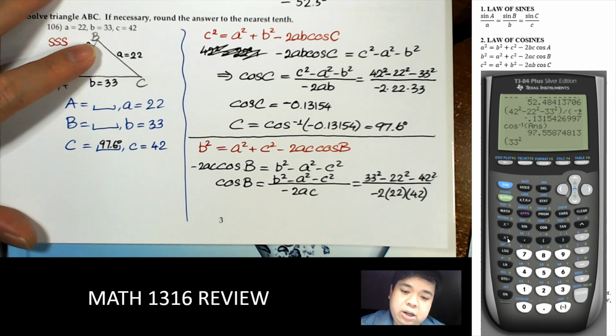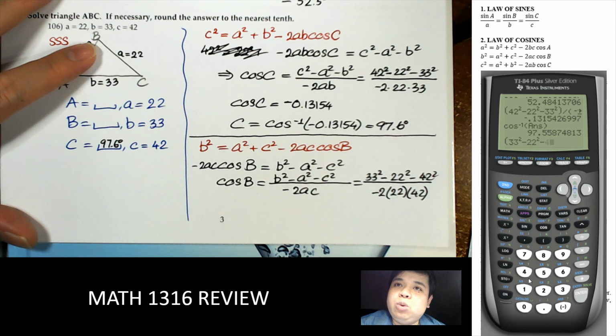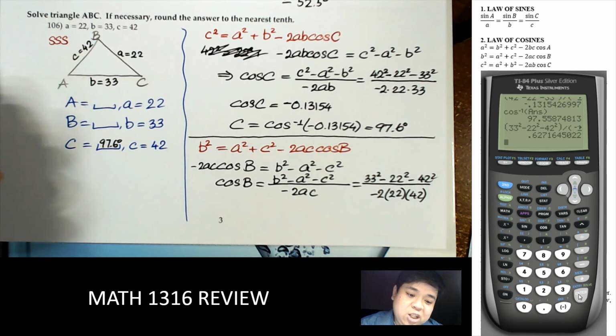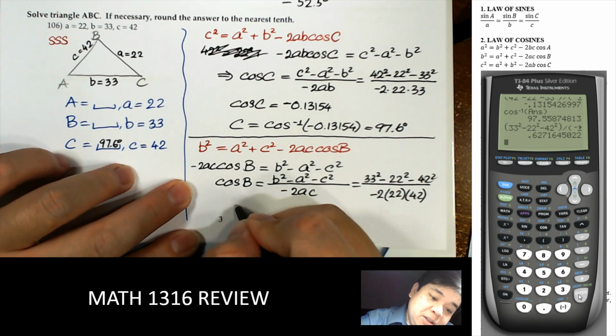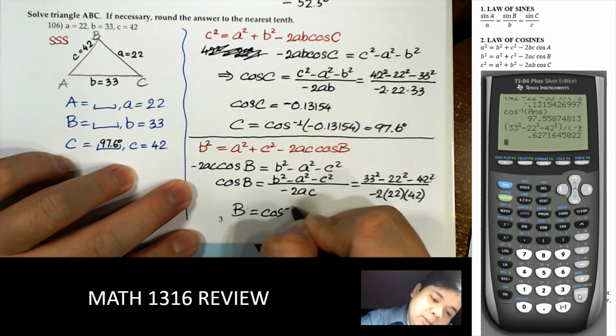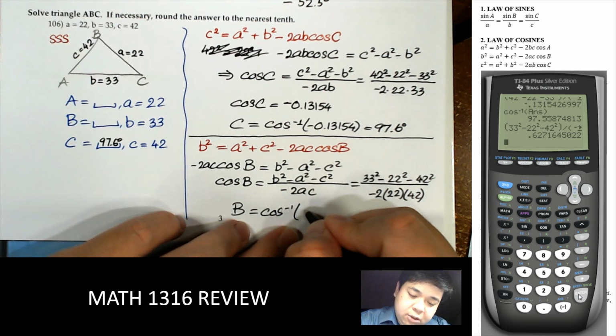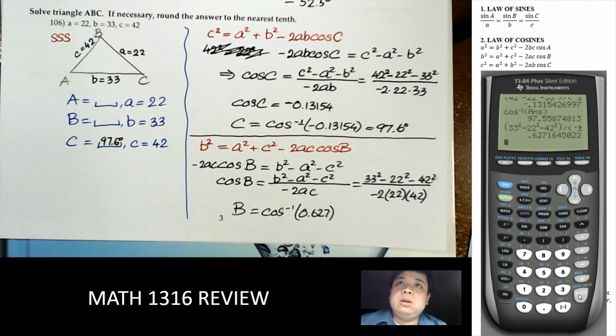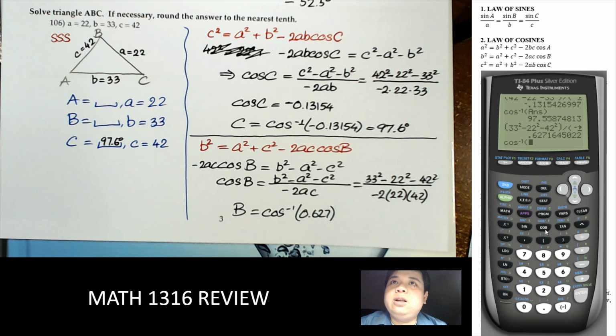33 squared minus 22 squared minus 42 squared, divided by negative 2 times 22 times 42, 0.627. We're going to take the inverse of that. Cosine inverse of that is 51.2.